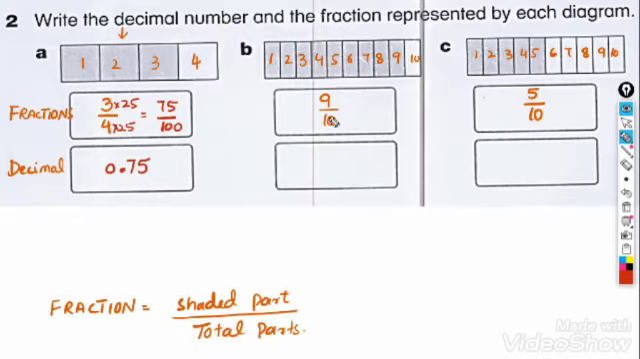Okay, next one is 9 upon 10, pretty easy, 0.9. And the last one, 5 upon 10, is 0.5. Why? Because the denominator is 10. In the place of this one, you will put a decimal. There is only one zero, so it means only one digit after the decimal. So it will become 0.5. Now let's move to the next one.